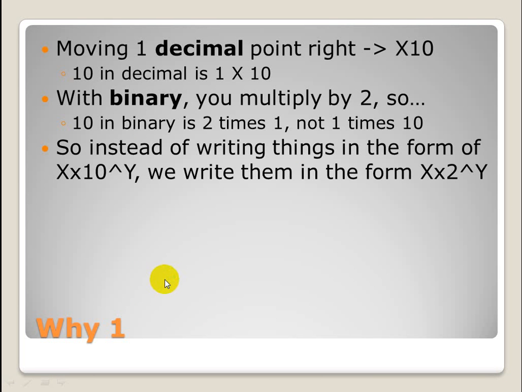Basically in decimal, if you want to move one place to the left, i.e. unit 1 becomes 10, you have to multiply by 10 because the base is 10. With binary, the base is 2. So 10 in binary is 2 times 1, not 1 times 10. So the notation would be, instead of xx times 10 to the power of y, we write them in the form xx times 2 to the power of y. That's just showing you the notation, the difference between decimal and binary for the same amount.